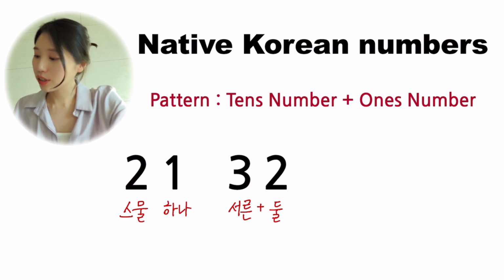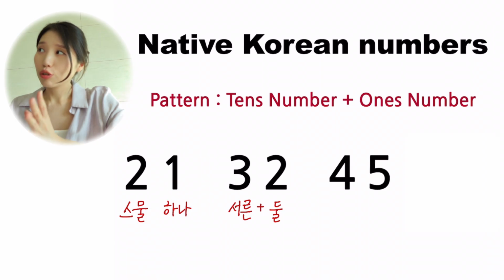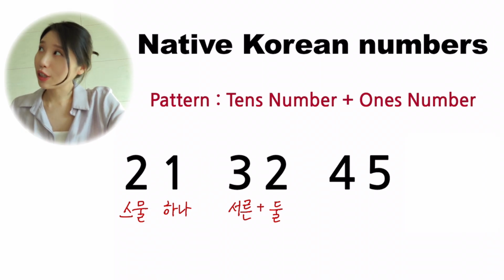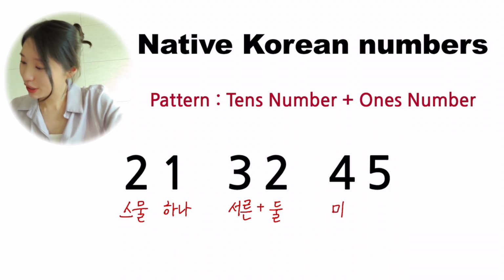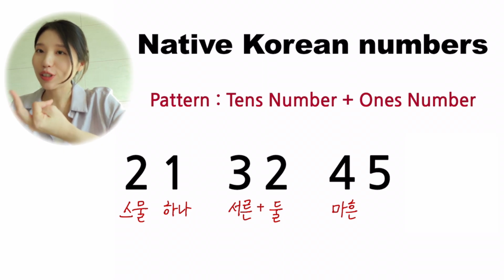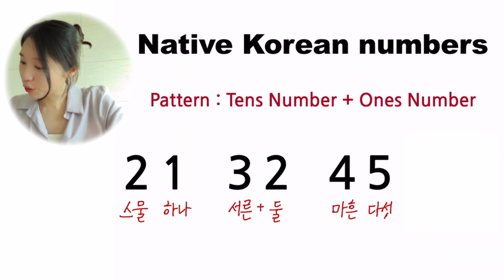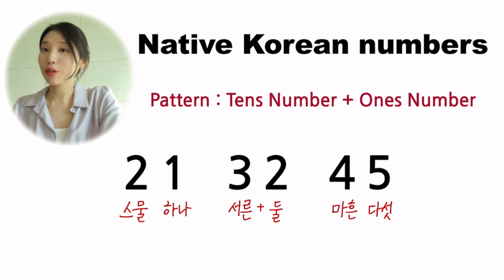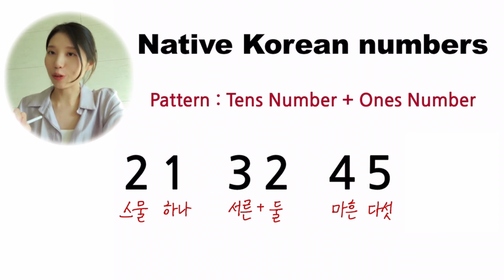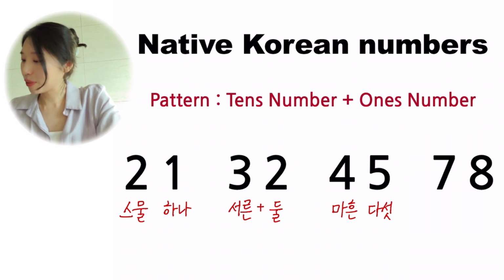Next, 45. 40 in native Korean number: 20, 스물, 30, 서른, 40, 마흔. Right, 마흔. And 5 in native Korean number: 하나, 둘, 셋, 넷, 다섯. Right, 다섯. So 45 in native Korean number, we read 마흔다섯.